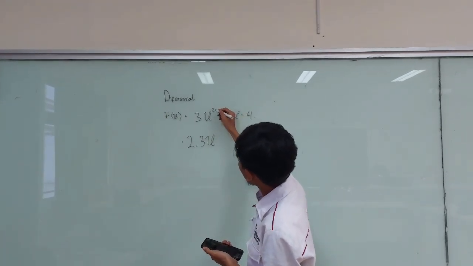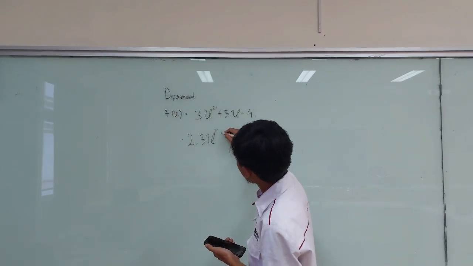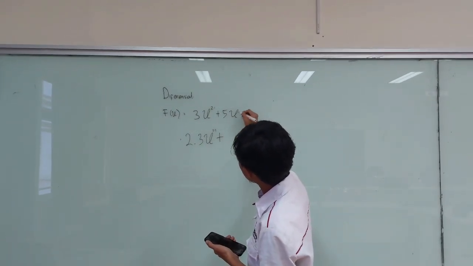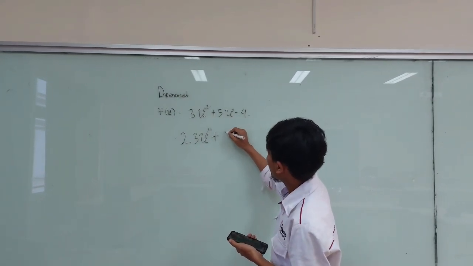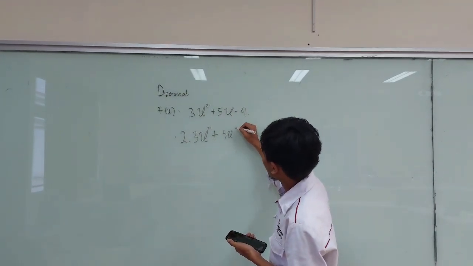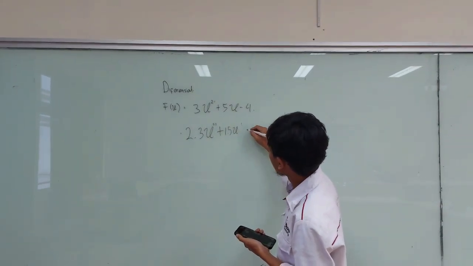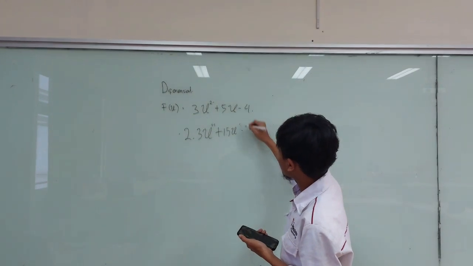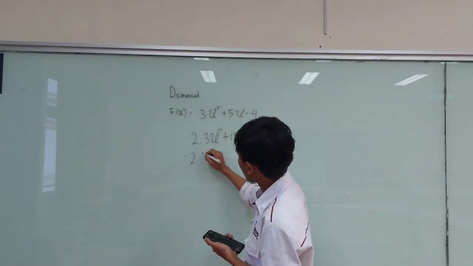And this minus 1. Then because the form of 5x is 5x to the power of 1, we make it 1. Because this 4 is a constant, we make it 0. Then 2.